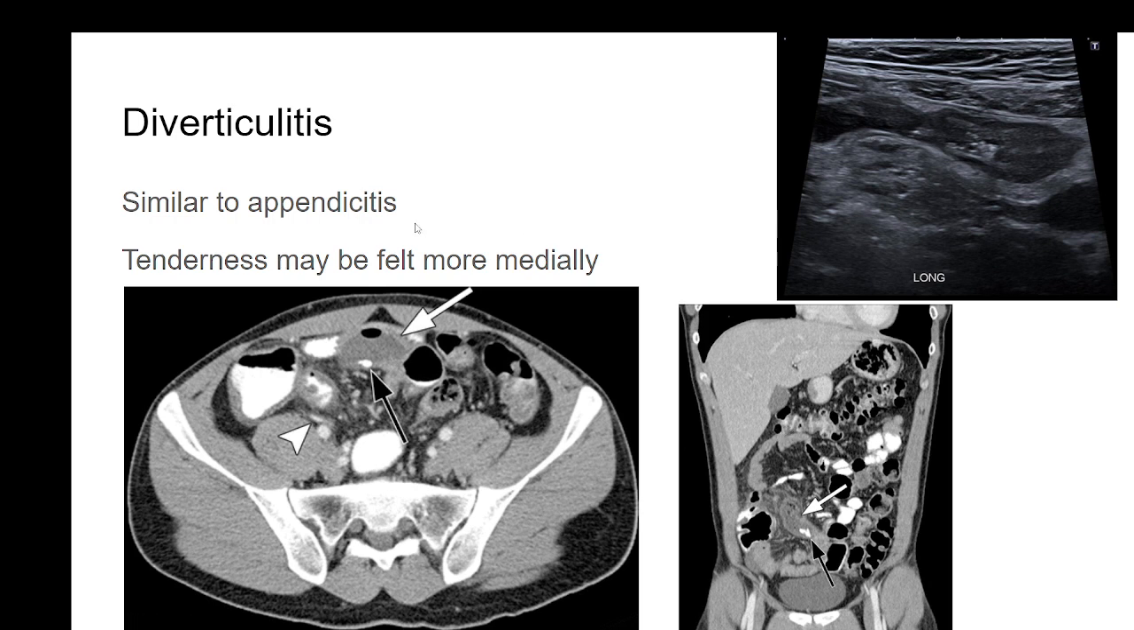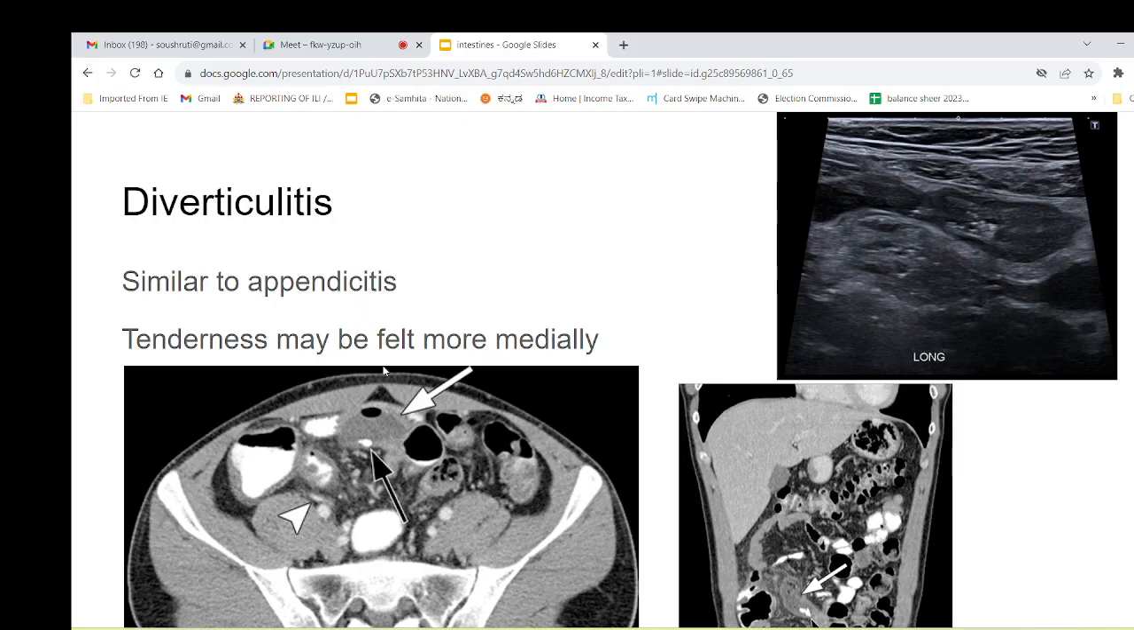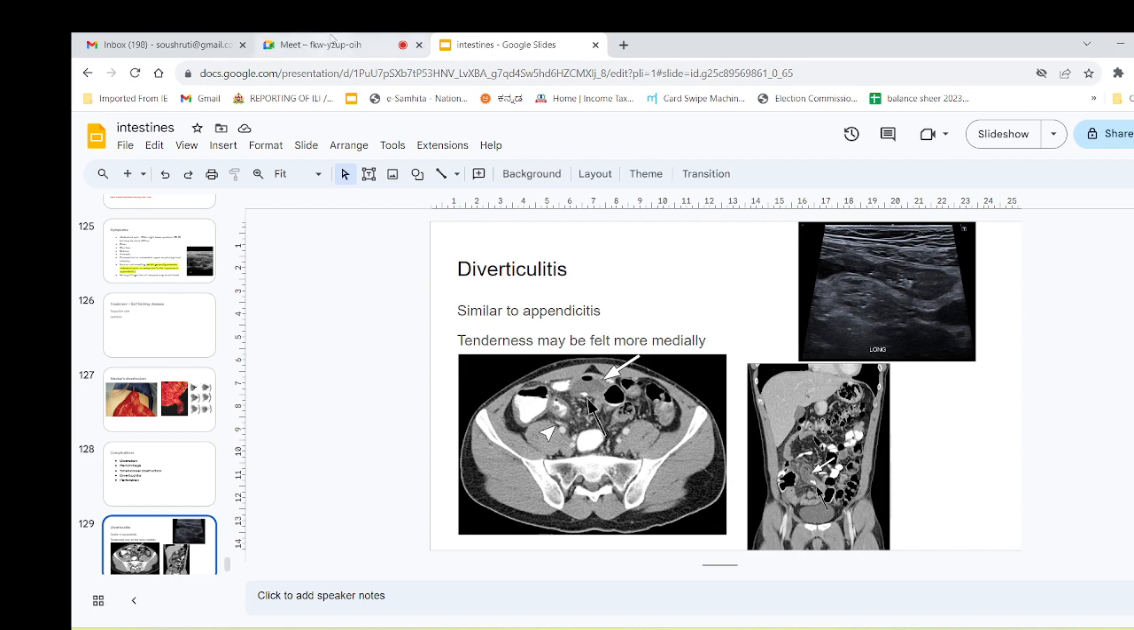Clinical features are almost similar to that of appendicitis, but tenderness may be felt more medially, more than the typical location of McBurney's point. Ultrasonography can identify these inflamed diverticula, and even CT is better to rule out or identify the diverticulum. Treatment is essentially surgical, and the treatment is usually diverticulectomy. With this, we will conclude today, and next we will continue with the colitis-like conditions.